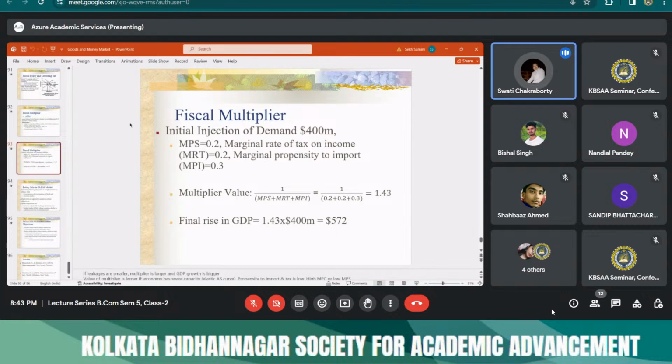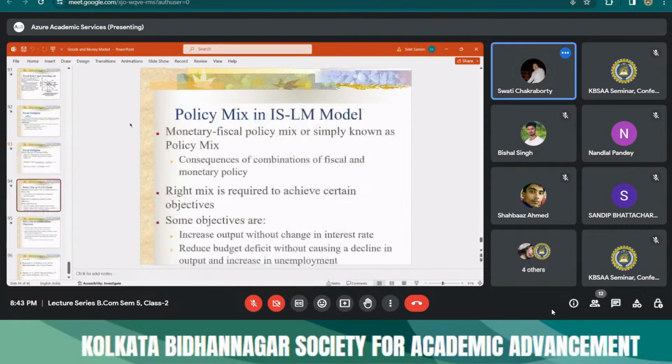Now, policy mix. This is what I was talking to you about at the beginning, also between the classes. I said that fiscal policy and monetary policy cannot occur in isolation. They have to operate together, which is also called the fiscal monetary policy mix, or simply the policy mix, where there's a combination of fiscal and monetary policy, and it has consequences.